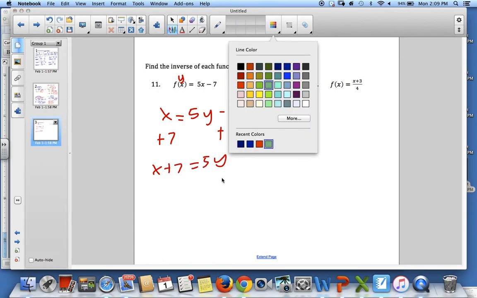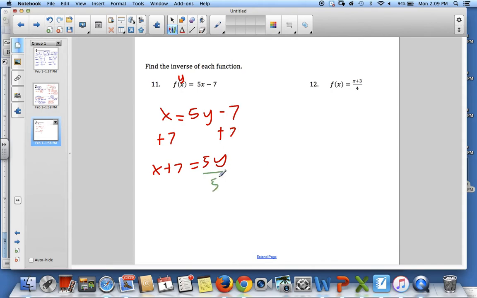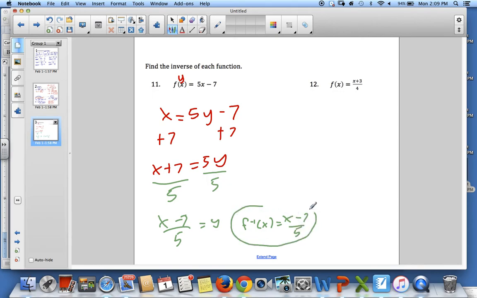Now I'm going to divide both sides by 5. So I got x minus 7 over 5 equals y, or the correct way to write this would be f negative 1 of x equals x minus 7 over 5. And that would be the answer to that one.